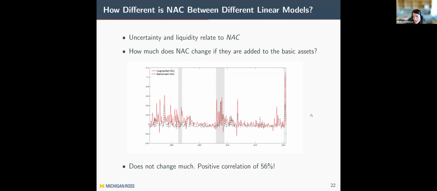And you see that it's not going to be very different. In fact, they're going to have like a positive correlation of around 60%. So it means that even if you were to extend the linear model to additionally account for uncertainty and liquidity, our nonlinear arbitrage correction is still going to be important.